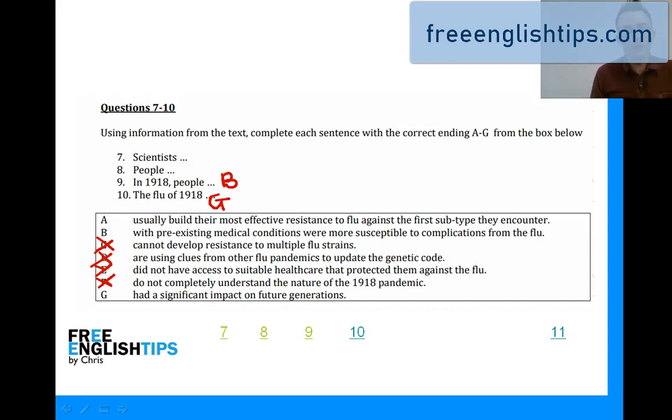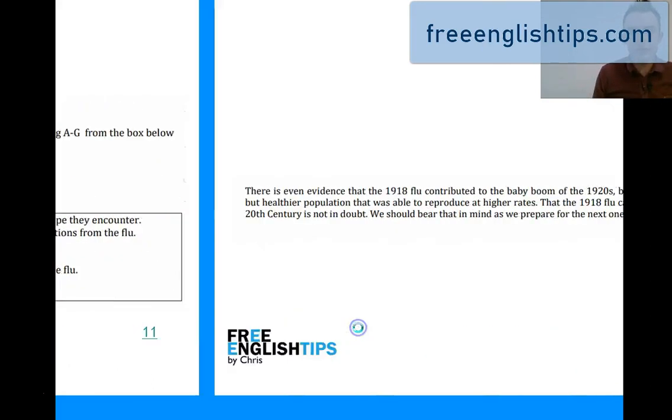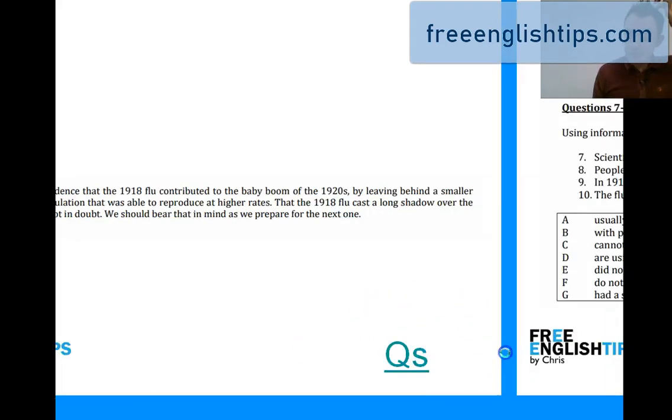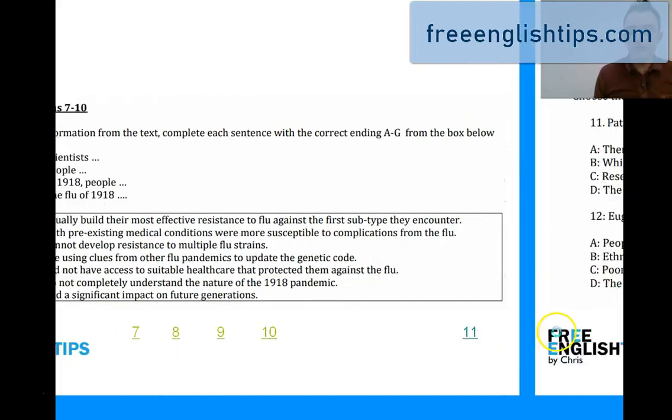We have to make sure we find it in part of the text. Let's look at question 10. Where did we find it? I found it in this section, which said, the 1918 flu cast a long shadow over the 20th century, and we should bear in mind as we prepare for a new one. Okay? That's where you find the answer to question 10. Moving on to question 11 now. We will have a look at question 11.